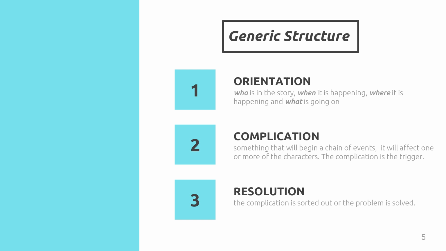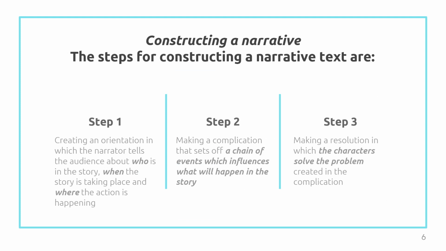The complication is the trigger. So when you create a complication, it means you create problems in the story. And then the last one is the resolution. This is the last part of the story. The complication is sorted out or the problem is solved. So there are 3 steps in constructing narrative.